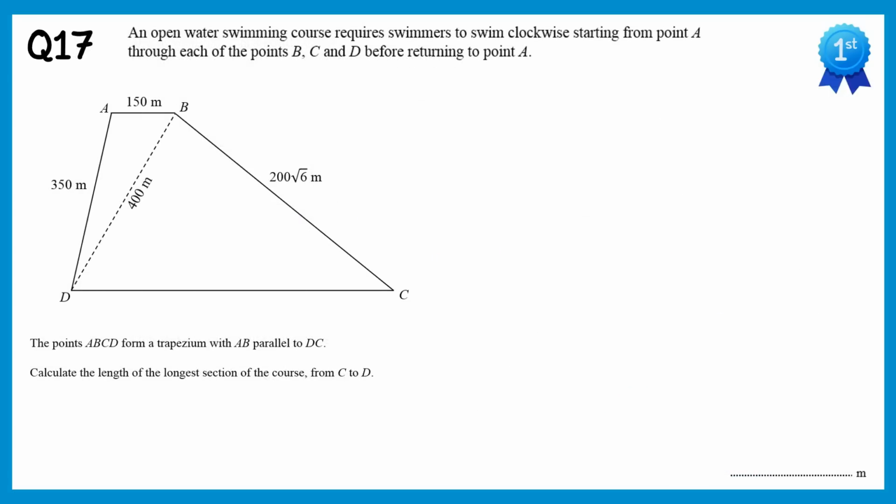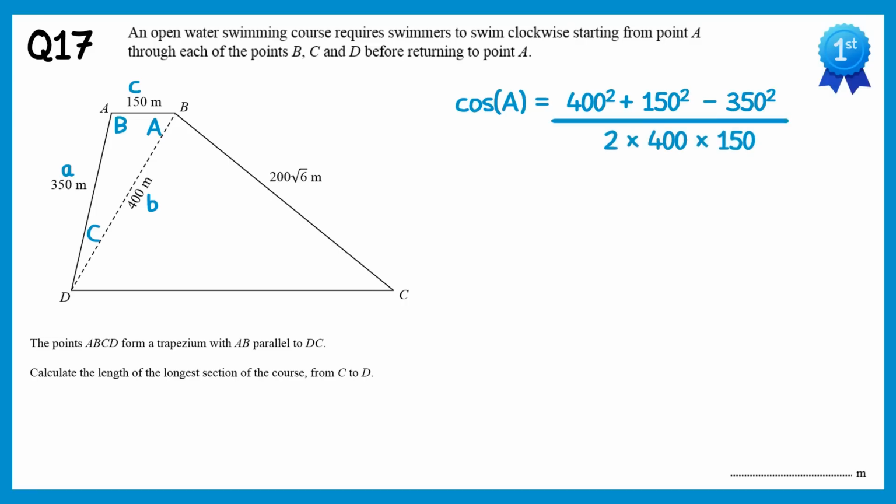For this question, we're going to start by looking at the leftmost triangle, so the one with 400, 150 and 350. If we label all of the sides as follows, and then the corresponding opposite angles as follows, we can use the cosine rule to find out angle A. So cos of A equals b squared plus c squared, which is 400 squared, plus 150 squared, take away a squared, which is 350 squared. And then we divide this by 2bc, so 2 times 400 times 150.